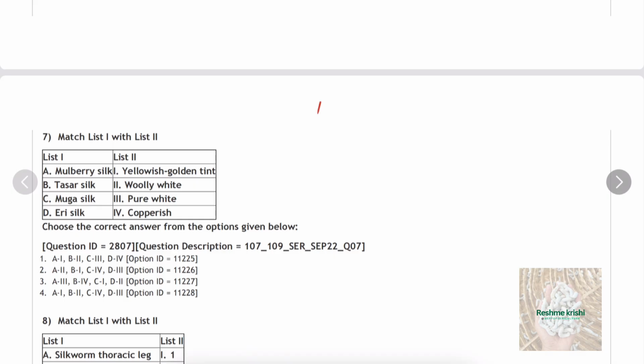Okay, again a match the following type question came. See, again we all know mulberry silk. Bivoltine is famous for white silk, right? Pure white. Then tussar. If you have seen tussar silk, it is copperish. Then Muga, world famous golden silk, means it should have a golden tint, right? And then Eri is actually a woolly white, the way wool looks, that much of a woolly white. So 3412 is present in which option? B, right?